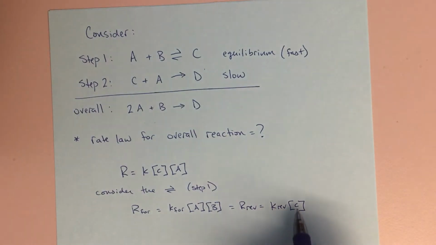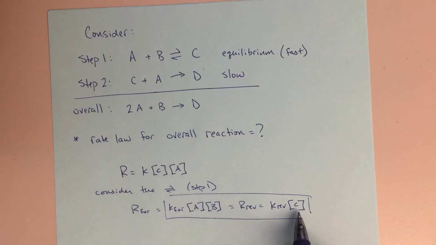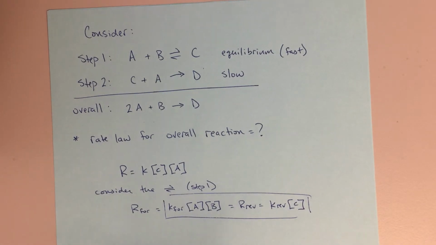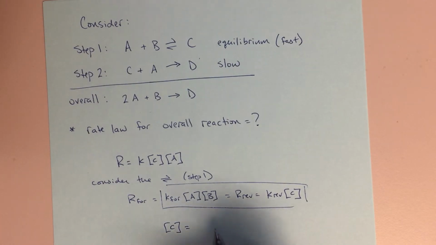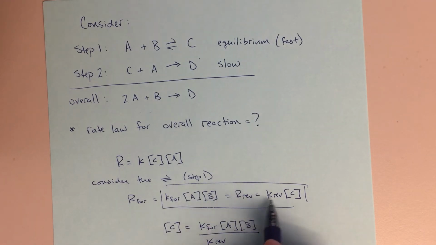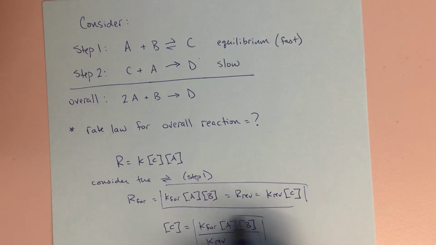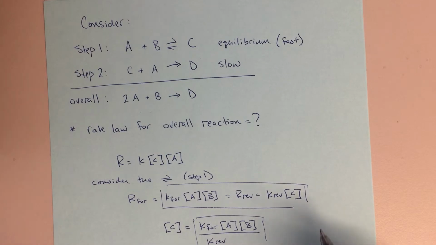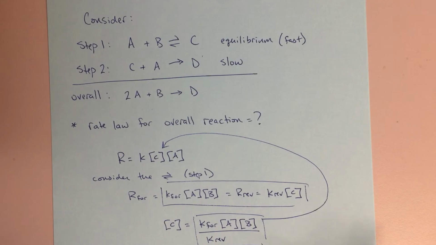Now what I want to do is take this information and rearrange things so that I have just the concentration of C by itself. So I can see that the concentration of C equals k forward times the concentration of A times the concentration of B, all divided by k reverse. So just dividing by k reverse. And now I can substitute all of this into my previously determined rate law.